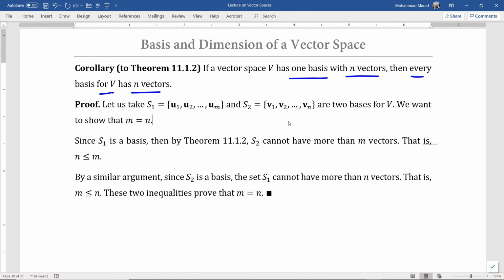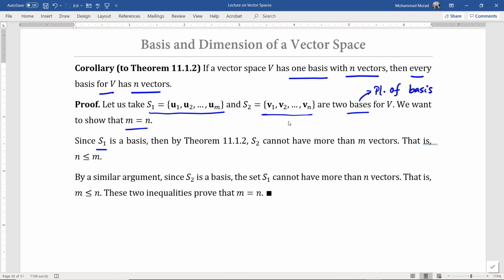Let's take S sub 1, the set of vectors u sub 1, u sub 2, up to u sub m, and S sub 2, the set of vectors v sub 1, v sub 2 all the way up to v sub n, as two bases for the vector space V. We want to show that m equals n, namely the number of vectors in the basis S sub 1 is equal to the number of vectors in the basis S sub 2.